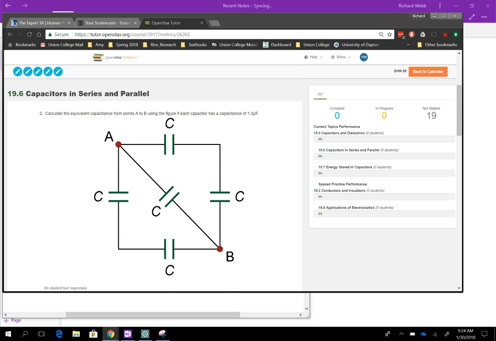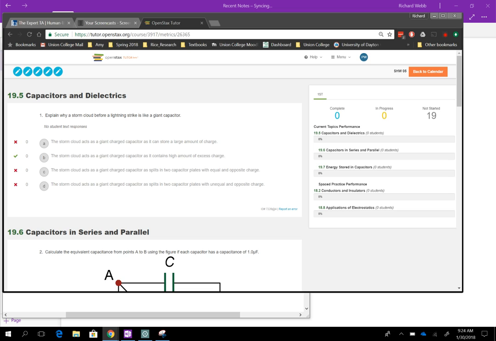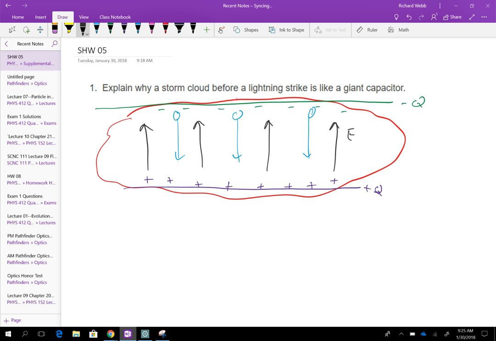Well, let's look at what the options were for answers. It's just looking for you to describe it, and their answer is that it contains a high amount of excess charge. It has a charge separation. I would not have gone with their answer; I would have gone with my own. A capacitor doesn't have a large amount of excess charge. It has a separation of charge. Okay. I'm not going to argue with them.